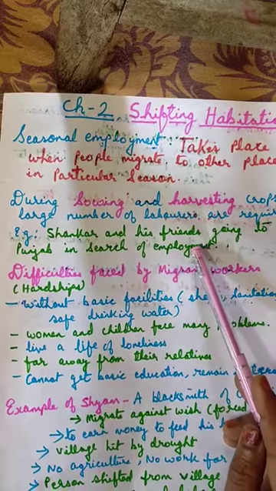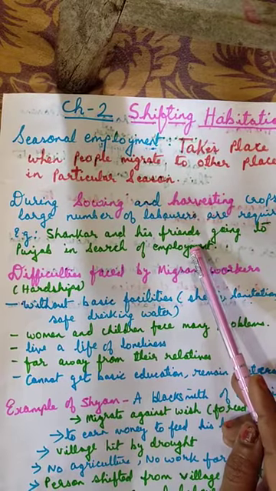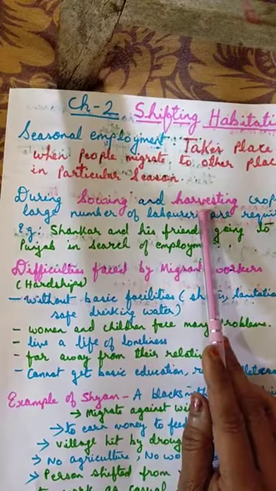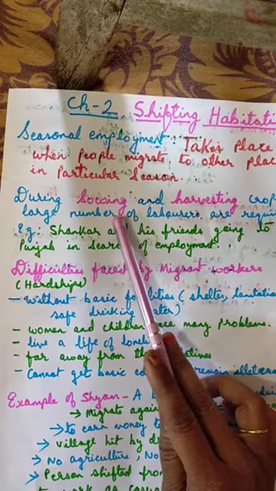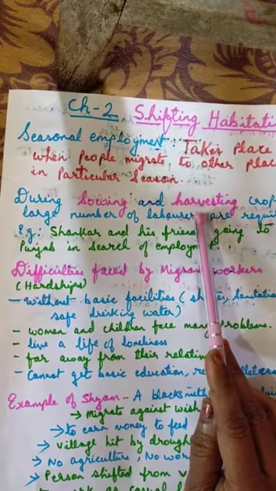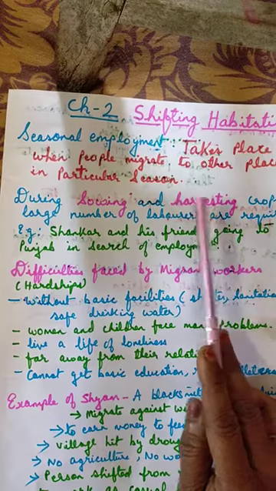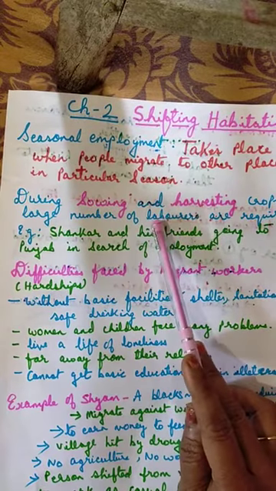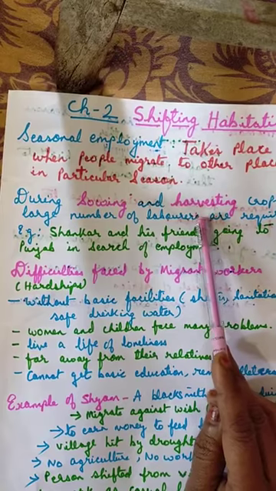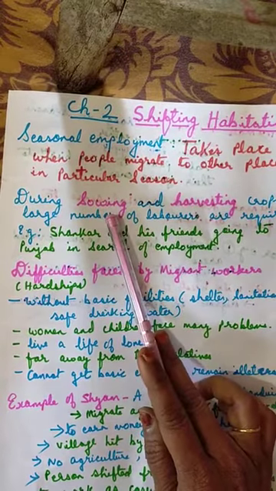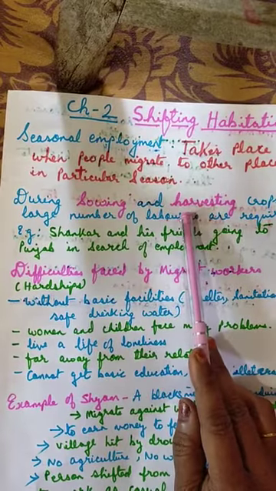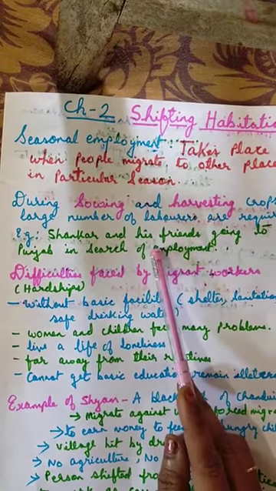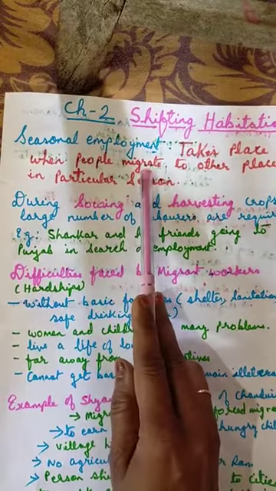Why are they moving to Punjab? Because Punjab is a state which is very rich in agriculture. So during sowing and harvesting time, sowing time means the time when the seeds are sown, and harvesting time is the time when the crops are cut from the field, a large number of laborers are required at both times. This is an example of seasonal employment. The requirement of laborers is not throughout the year, only during these two particular seasons of sowing and harvesting. So Shankar and his friends moved to Punjab in search of employment. This kind of employment is known as seasonal employment.